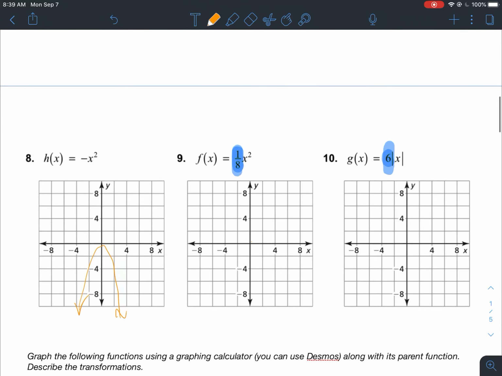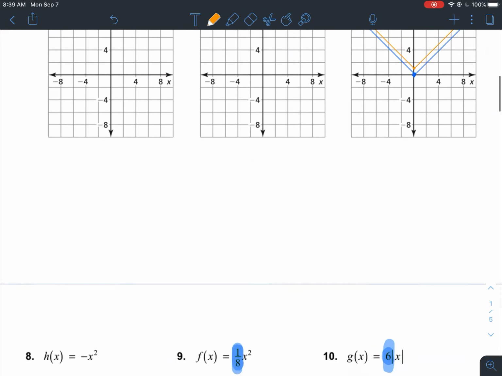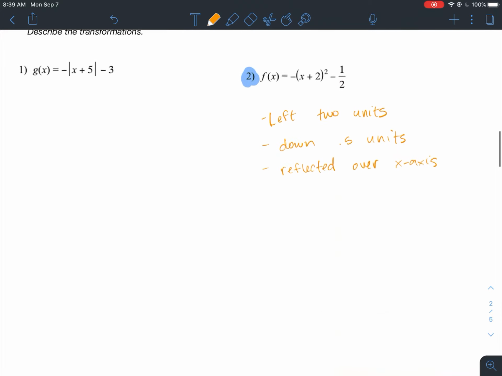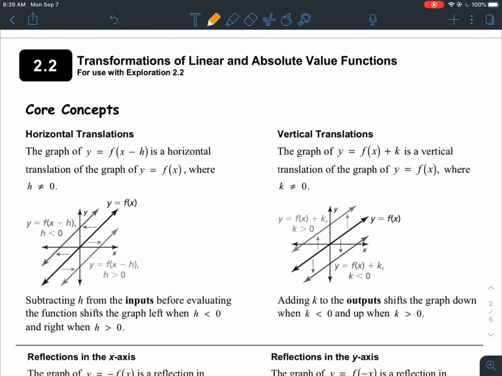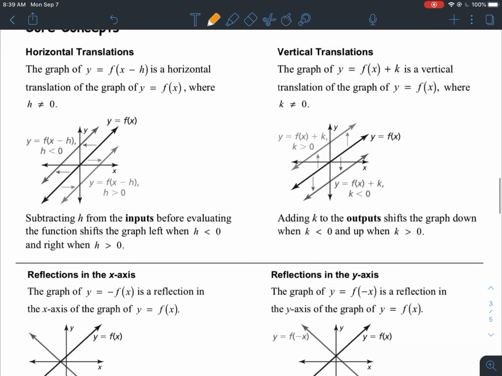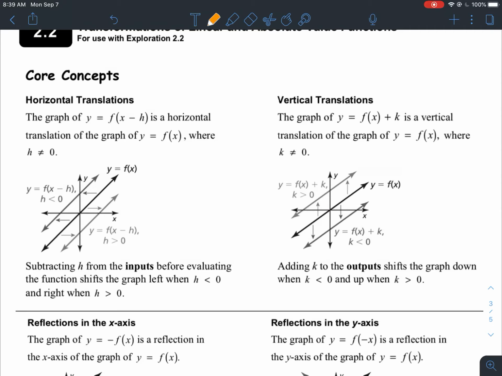So again, I'd recommend going over these few examples. They should be fairly easy just to refresh your memory, but really I want to get to 2.2, which I think is where the real concepts we want to cover today are, the real transformations. So this is transformations of linear and absolute value functions. Next time we'll talk about some transformations of the quadratic functions. But right here we're going to talk about horizontal translation. So these are shifts right here.